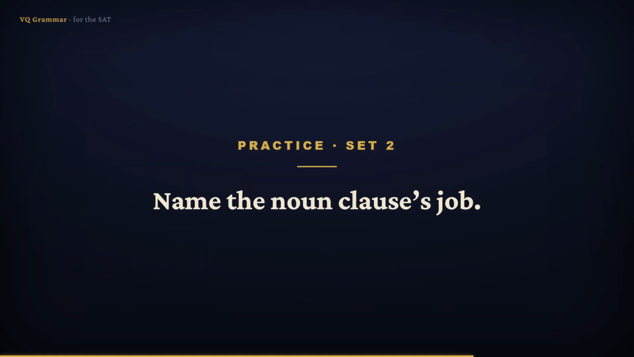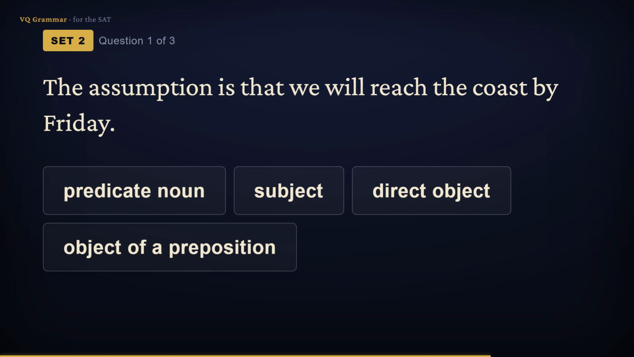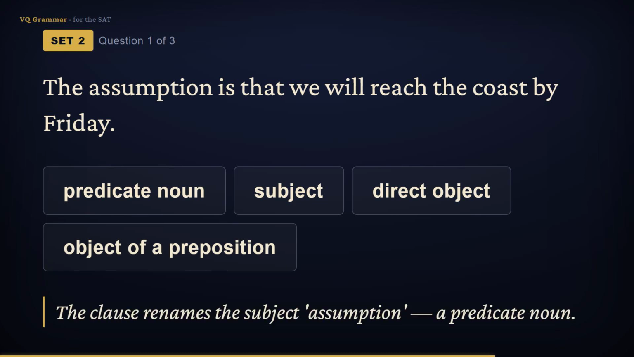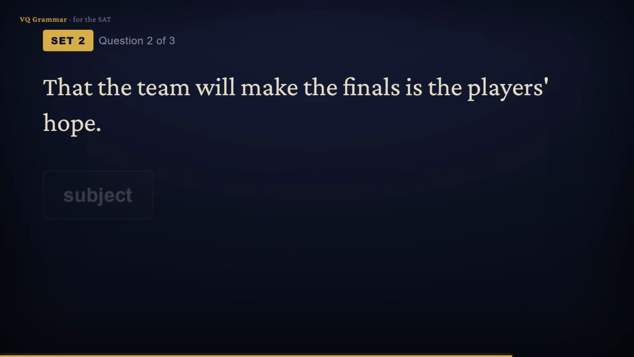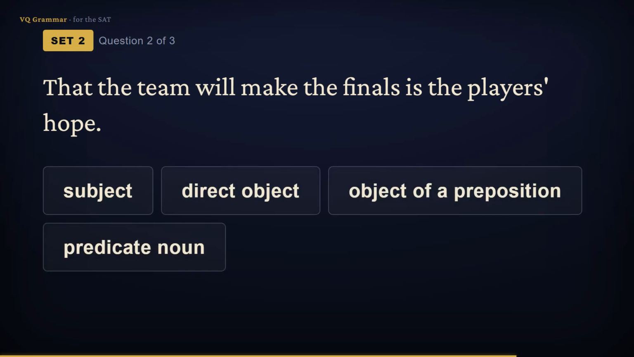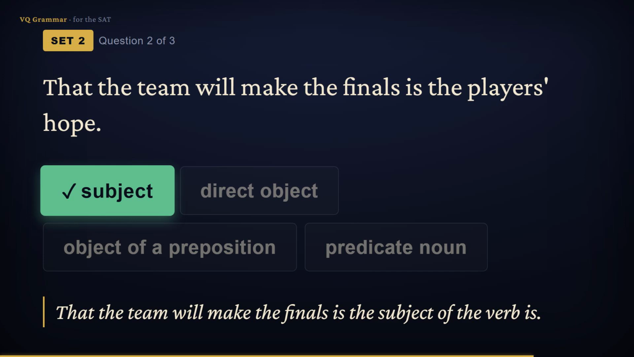3 more. Use the swap test to confirm the noun clause, then name its job. Pause and try each. The assumption is that we will reach the coast by Friday. The clause renames the subject, assumption, after the linking verb is. So the answer is predicate noun. That the team will make the finals is the players' hope. The clause is the subject of the verb is. It's the thing that is their hope. So the answer is subject.